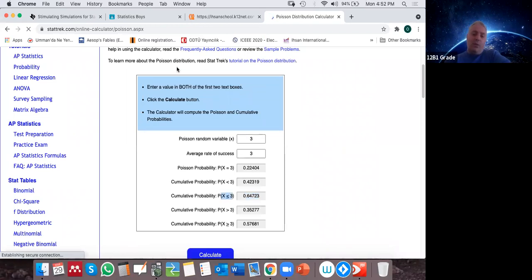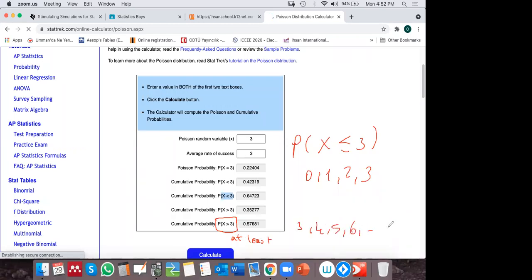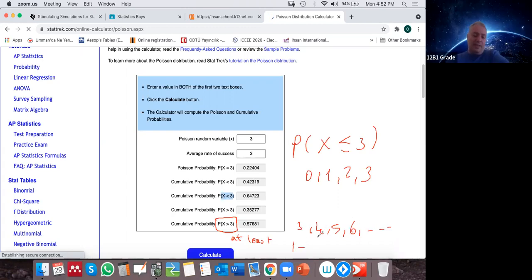So when we say here probability of x is less than or equal to 3, it means that 0 is here, 1 is here, 2 is here, and 3 is here. So if we say more than 3 or at least 3, it means minimum 3. It could be 4, it could be 5, it could be 6. To do this, I can say 1 minus the Poisson of 0 plus 1 plus 2, and then I will get this result, or just use the online calculator.